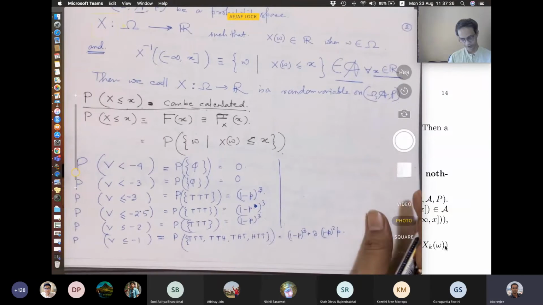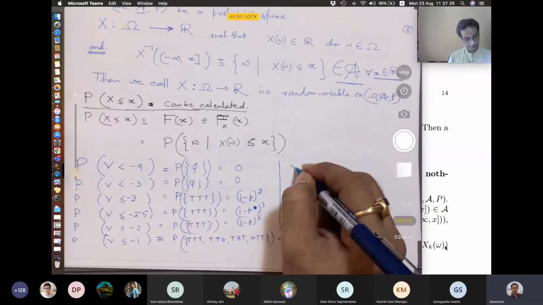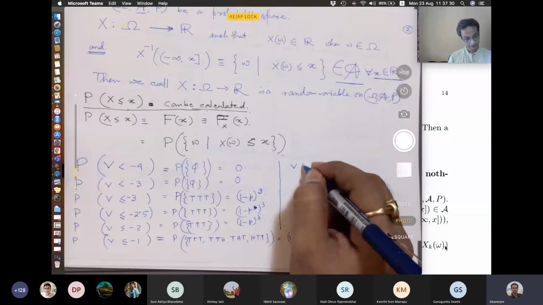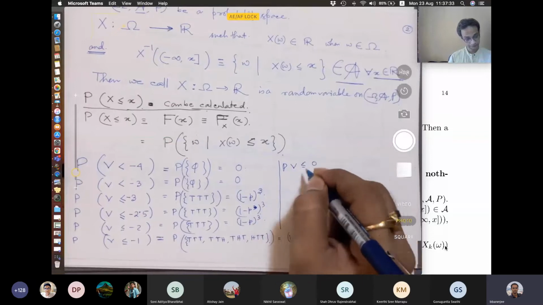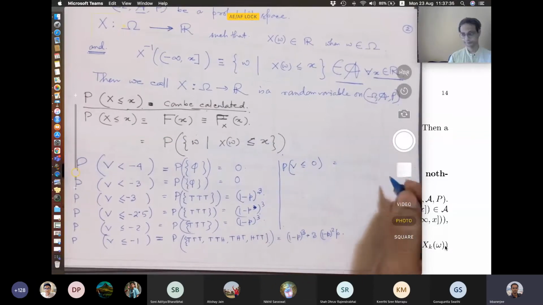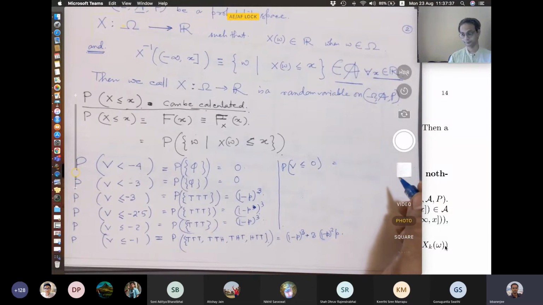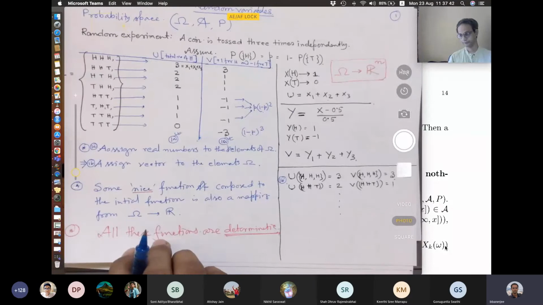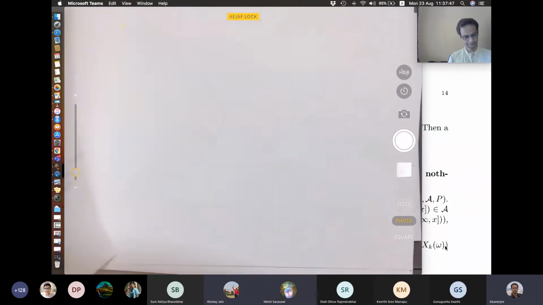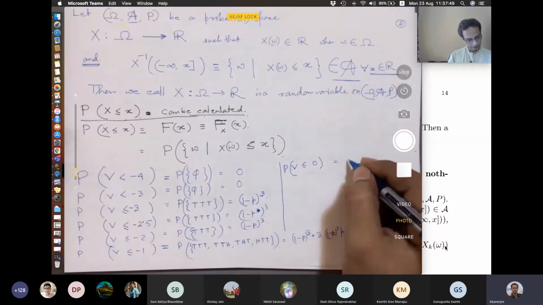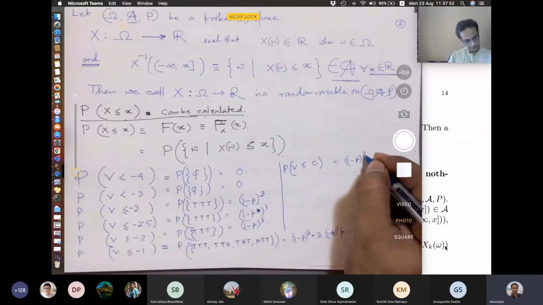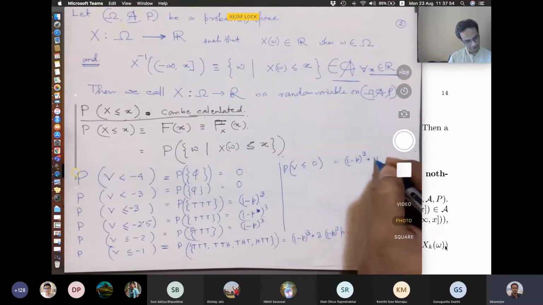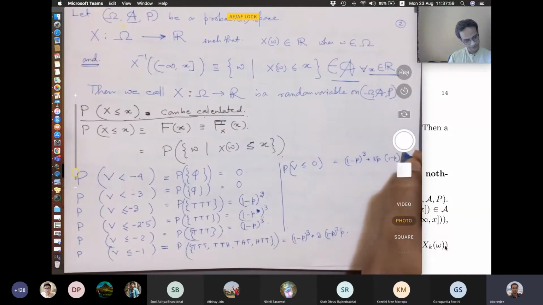Okay, so let us complete our journey. So what will be V less than or equal to 0? Same, 1 minus p whole cube plus 3 times p into 1 minus p whole square.